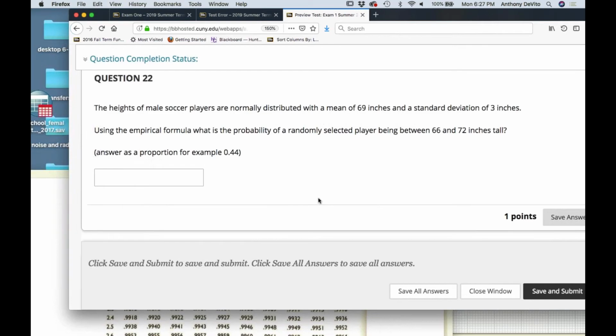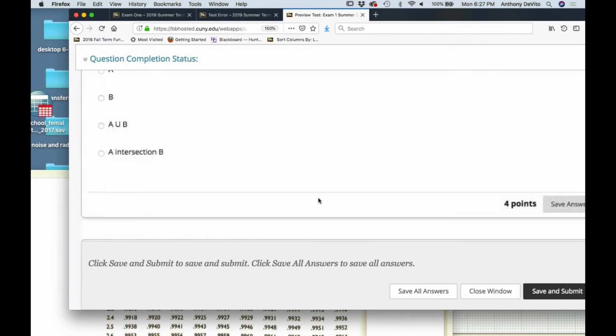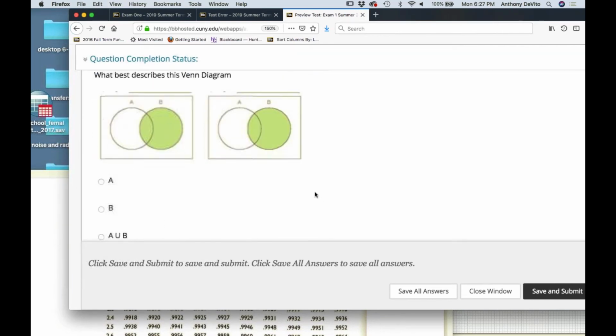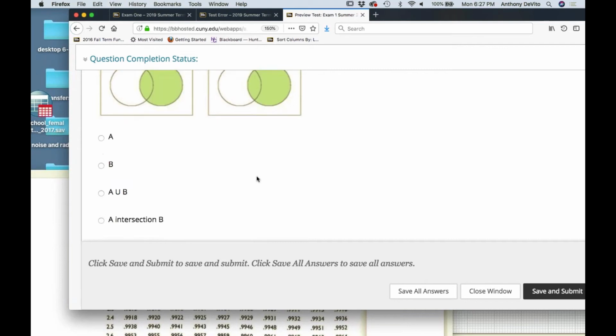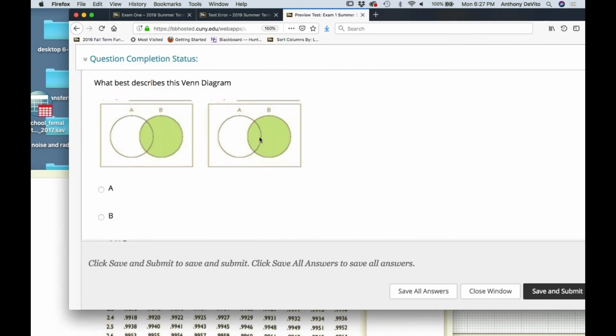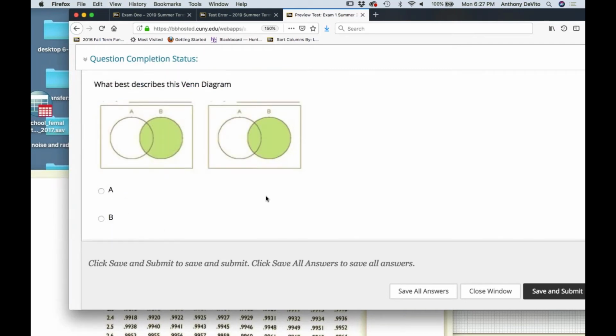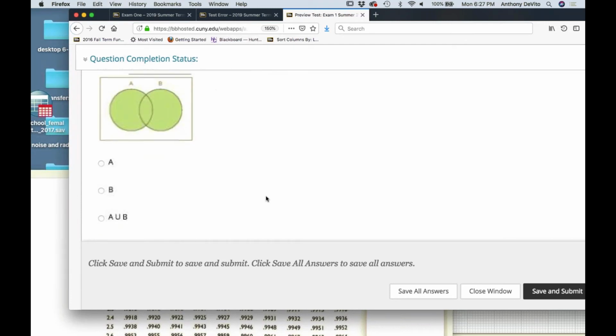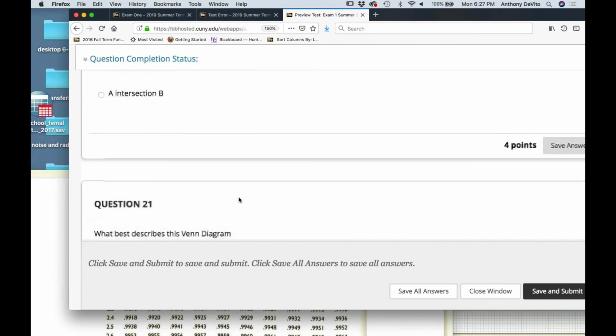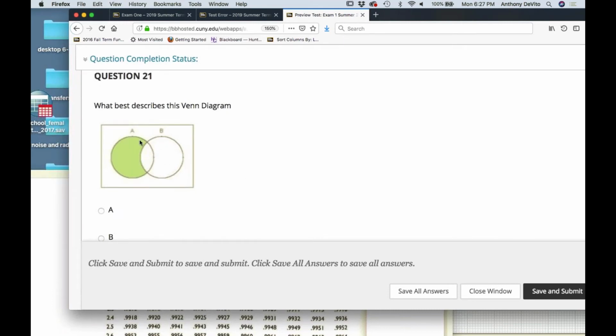Okay, and the Venn diagrams, is that where we end up with this? Well, it's a longer test than I thought. So Venn diagram. What are we looking at here? This is just B, right? This is A union B, which could be either one, A or B. This one is A, but not B, right?